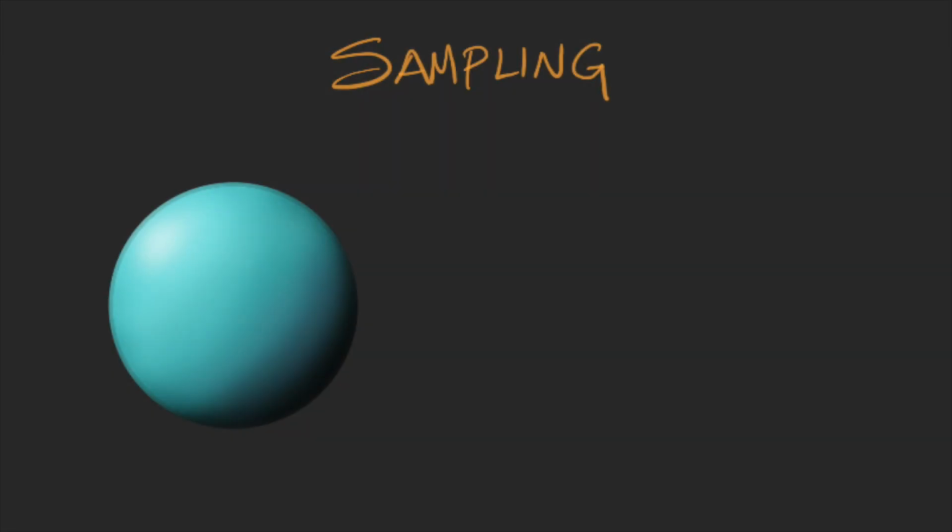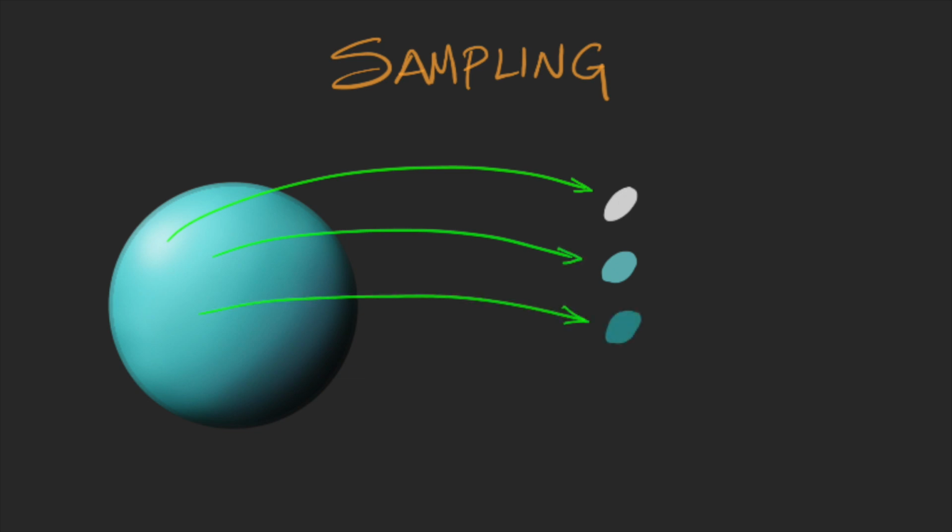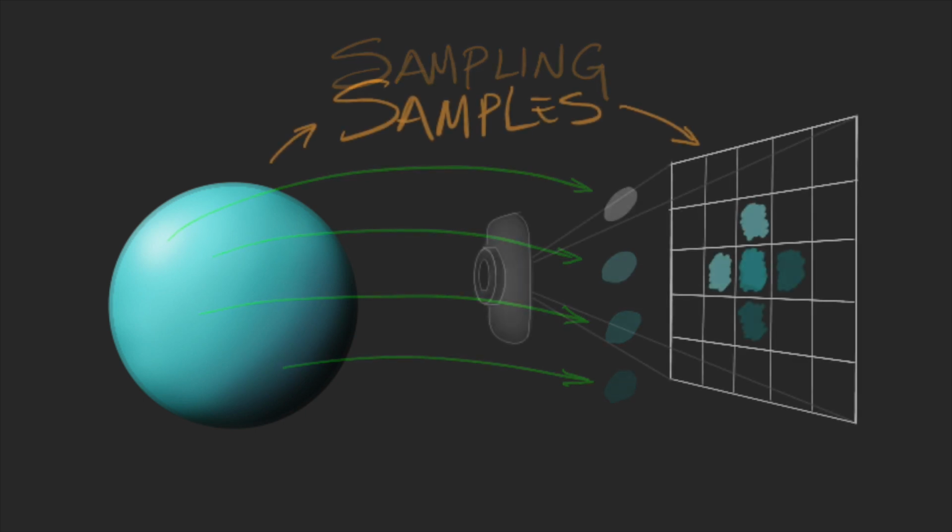Hi, in this video we're going to talk about sampling. Sampling is the way in which we collect data from a continuous signal and store it as a discrete set of values. Remember that last video I said that our image is discrete? In the same way that other physical phenomena, light is continuous.